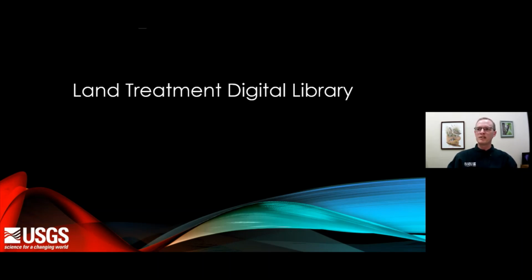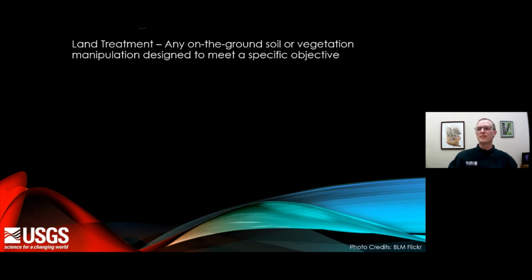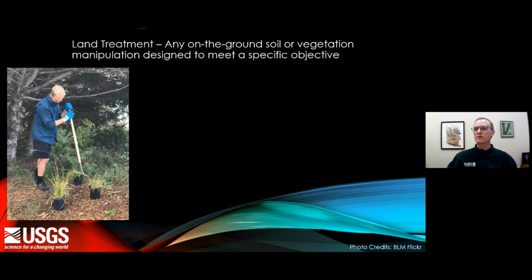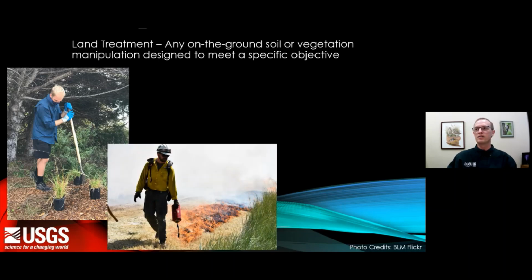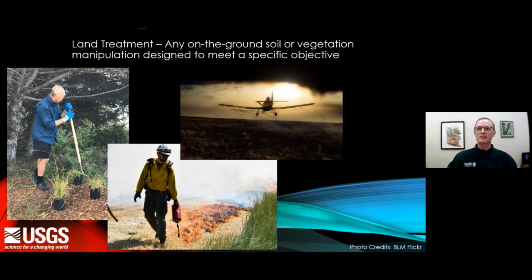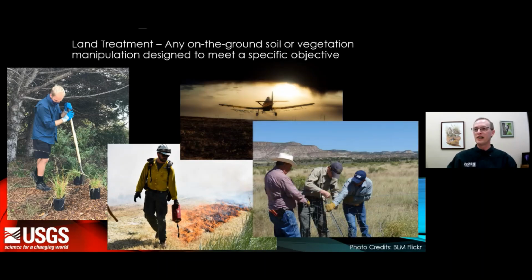Let's start with the Land Treatment Digital Library, or LTDL, and begin by defining what a land treatment is. A land treatment can be thought of as any on-the-ground soil or vegetation manipulation designed to meet a specific objective. Some examples include things you might do in your own yard, just on a much larger scale in wildlands. Seeding an area to restore native grasses, flowers, shrubs, or trees. Conducting a prescribed fire to reduce the threat of a dangerous wildfire. Spraying herbicide to kill unwanted plants and weeds. Or fencing an area to protect it from animals that might damage the soil or vegetation.